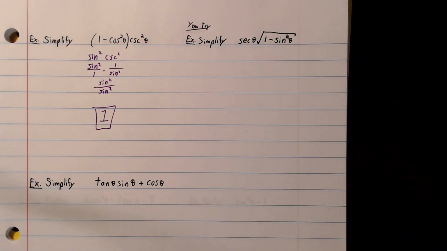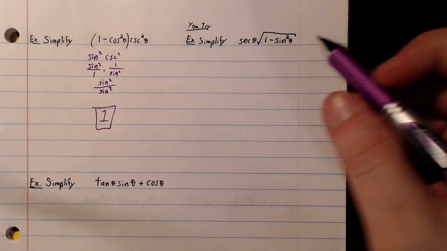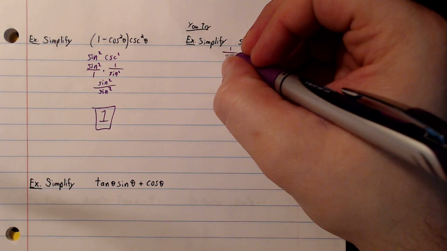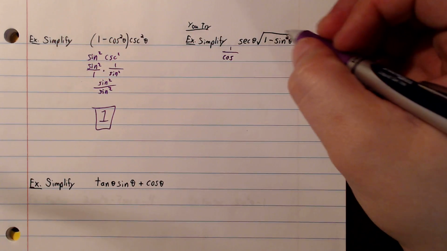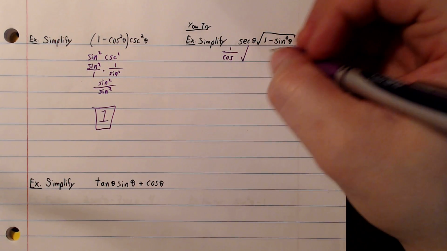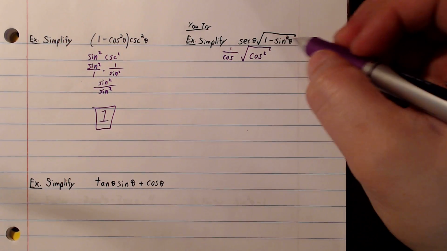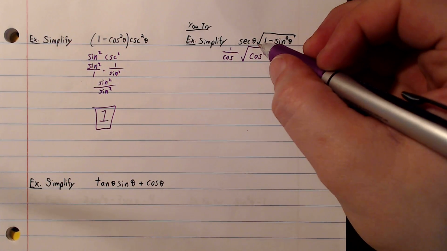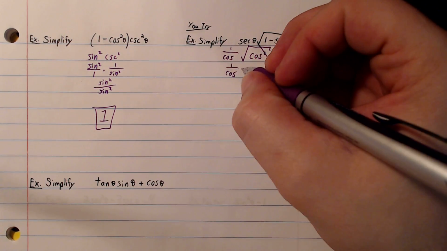Alright. Hopefully you weren't waiting for me to say to pause the video. You just did. Alright. Let's change secant into cosine, right? Because that's the reciprocal. So that's going to become 1 over cosine. Then this whole thing in here, 1 minus sine squared, that's really cosine squared. Just the Pythagorean identity here. Okay? Square and square root, those things eliminate each other. And what we have is 1 over cosine.